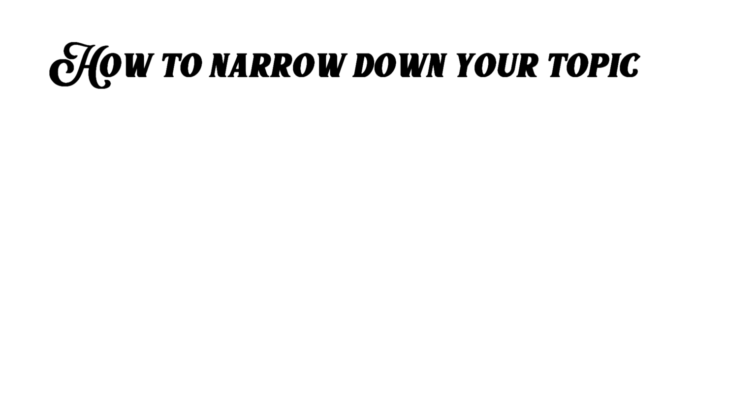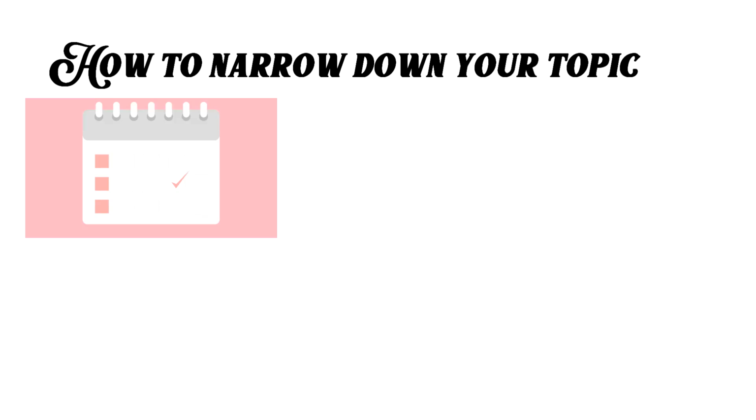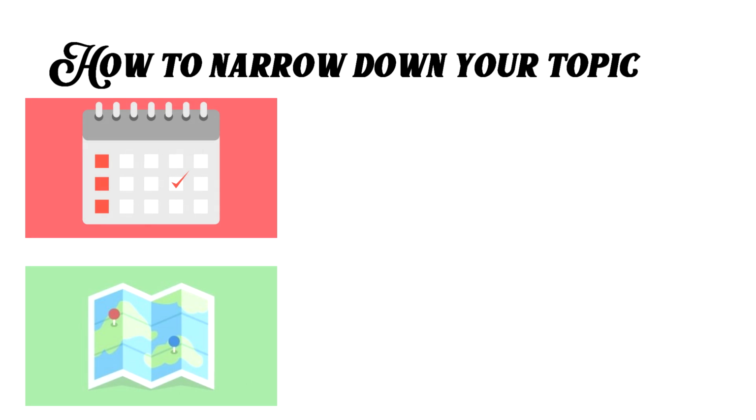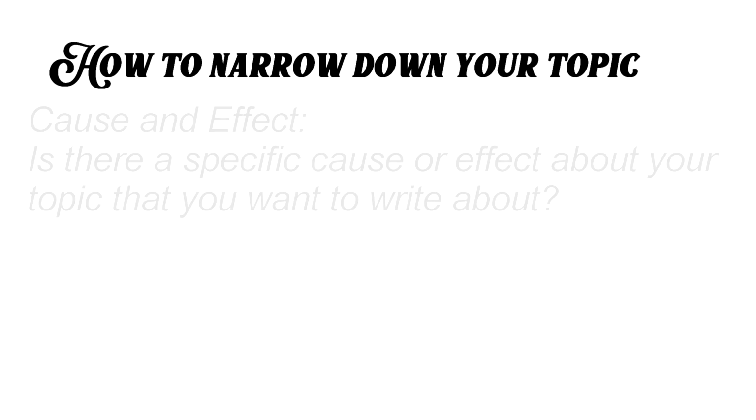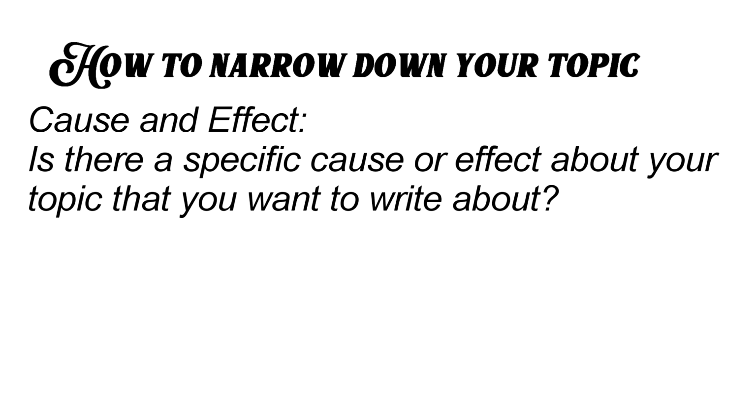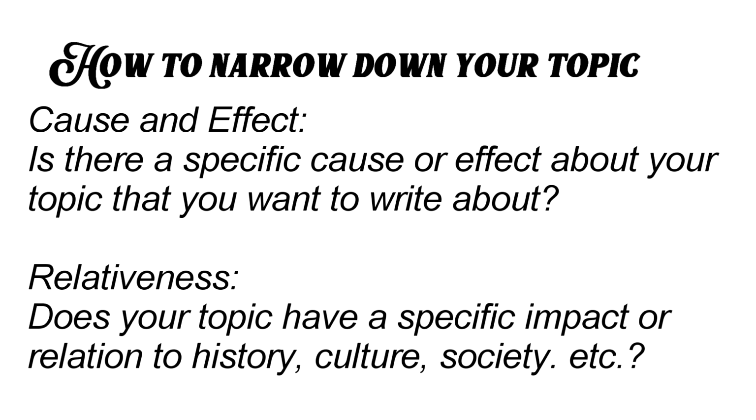You can also narrow your topic down by focusing on some specific factors like the date, location, specific characteristics such as race, gender, age, or class, or use a cause and effect approach. Is there a specific cause or effect about your topic that you want to write about? You can also focus on the relativeness of your topic. Does it have a specific impact or relation to history, culture, society, or something else?